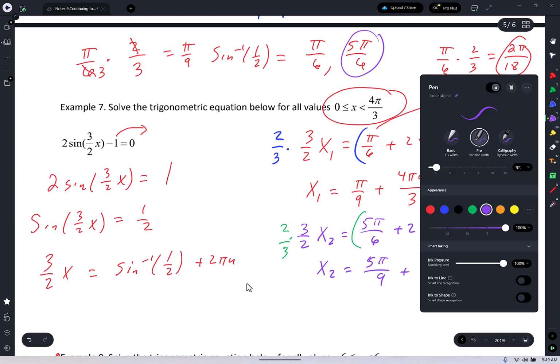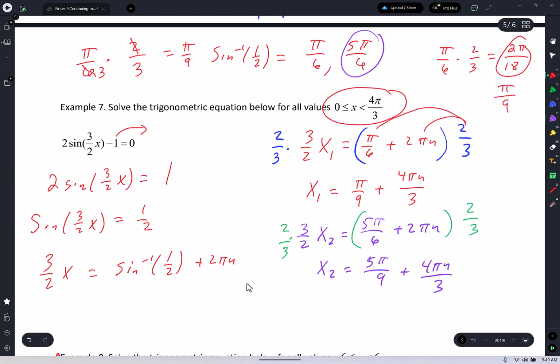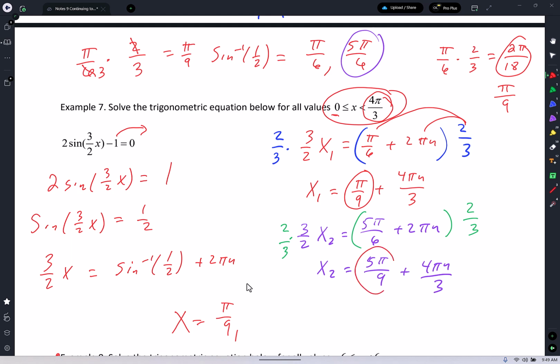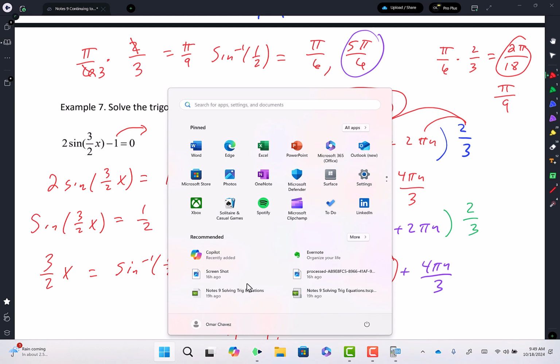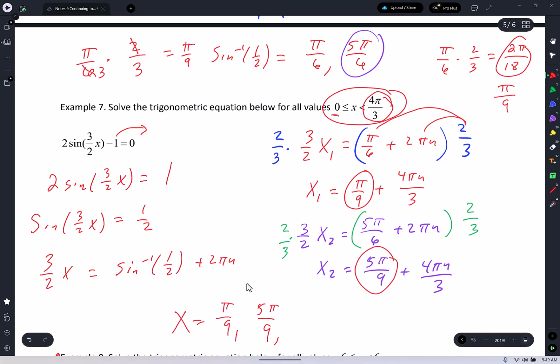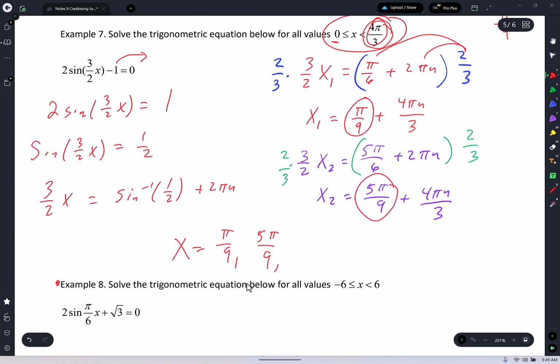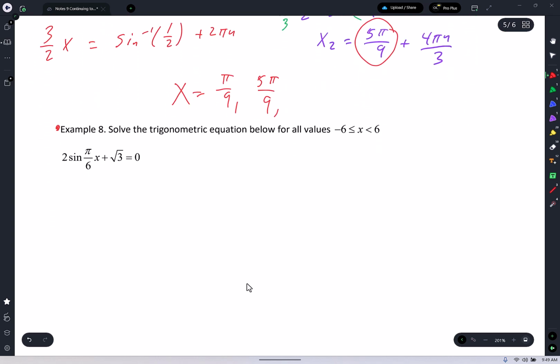Actually, no, we're done. Here are my answers. X equals, I'm looking between 0 and 4/3 pi. So one answer is pi over 9, the next answer is 5 pi over 9. You cannot add 4/3 pi because that would take me outside the domain. Do you see what we're doing? Okay. All right. Last problem here, and then we'll call it a day.